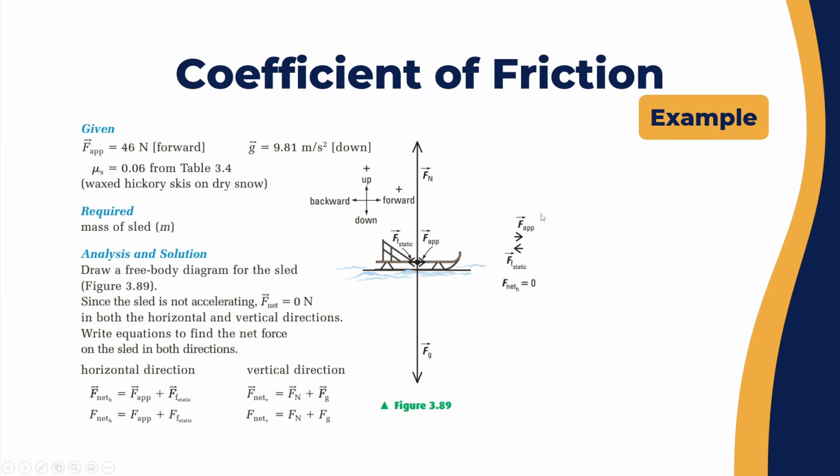Drawing the vector schematic for the forces, you have applied force to the right, static friction force to the left, and the F net is 0 because this sled, as mentioned in the problem, is not moving anywhere. So the total force on the X and Y axes, the horizontal and vertical axes, is 0. We analyze the forces for the horizontal. F net horizontal equals F applied plus the F static force. And for the vertical direction, we have the normal force plus the gravitational force.